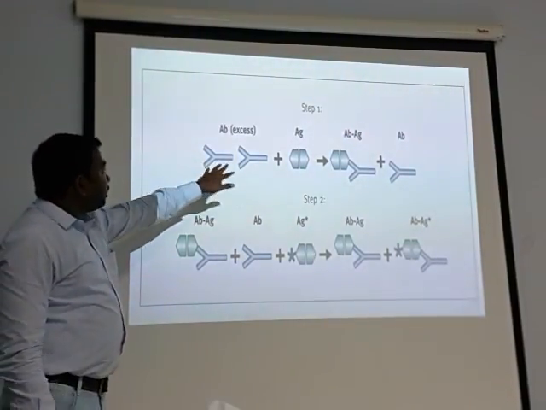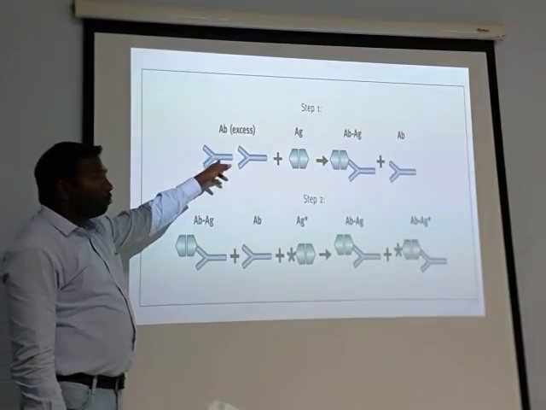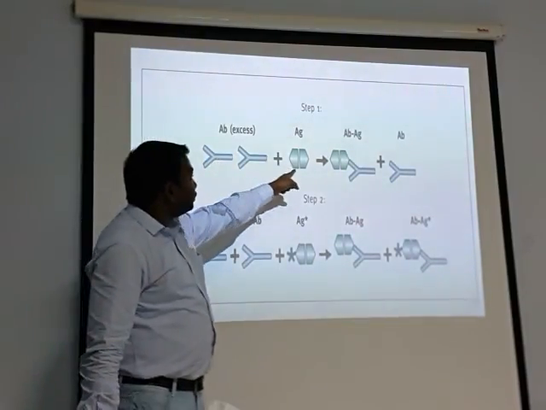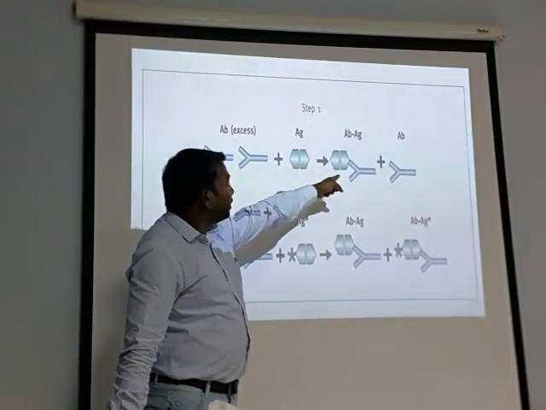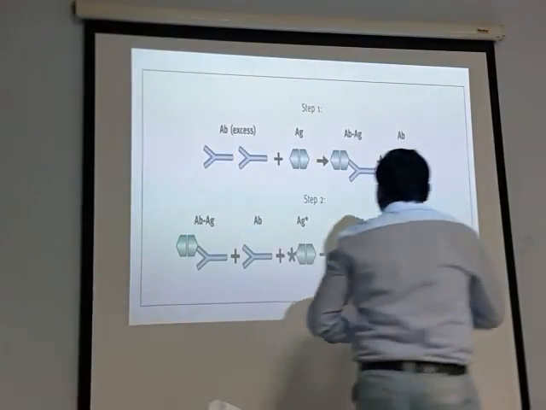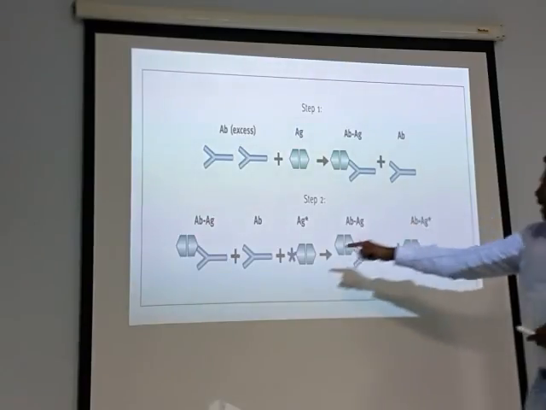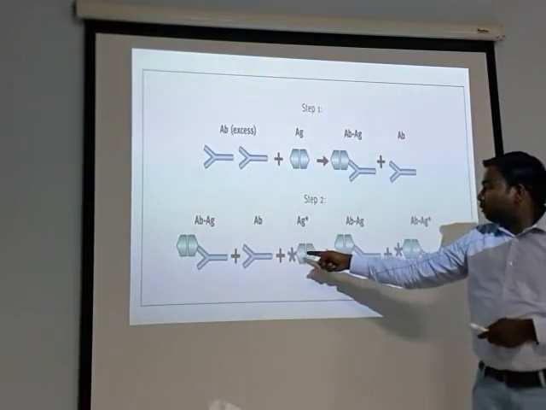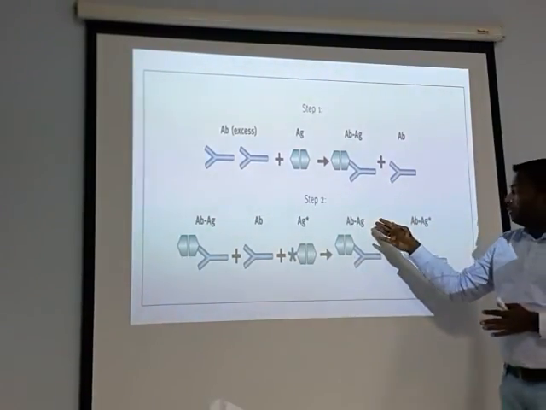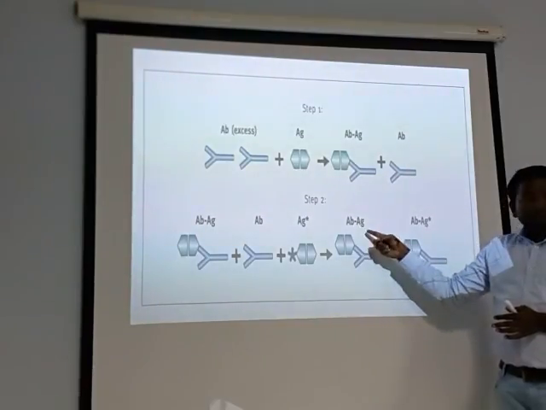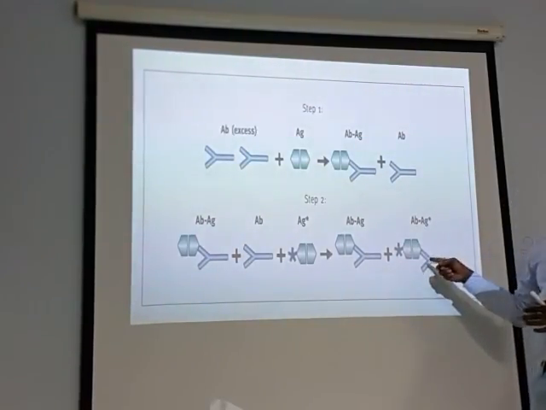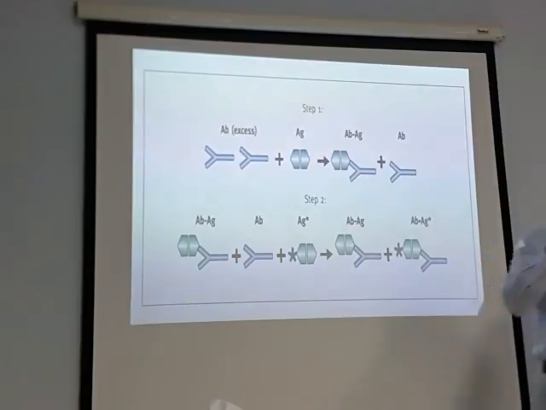In step 1, we have excess antibodies. We add antigen, then form antigen antibody complex, and antibody is still remaining. Again, antigen antibody plus labeled antigen. So here there is a combination: antigen antibody complex, unlabeled and labeled. So the test sensitivity is more.